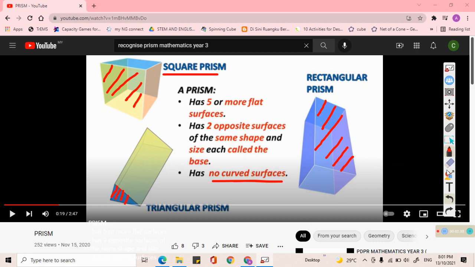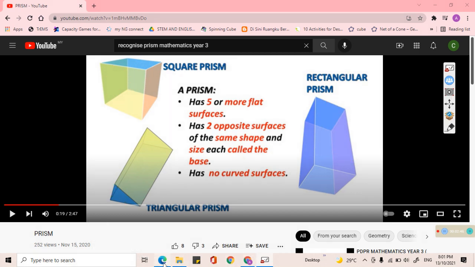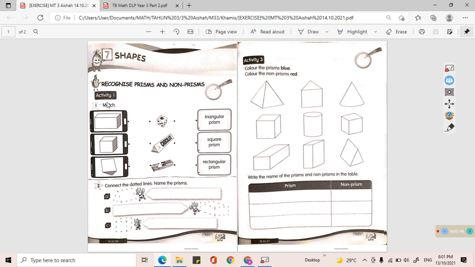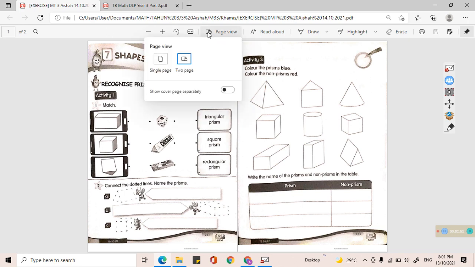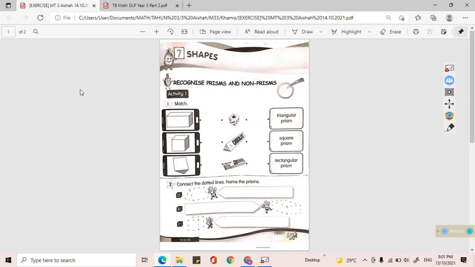So let us go back to the exercise. Okay, which is this one, page 129. Alright. On page 129, activity 1, it's about matching. Okay, if you see, these are the examples of prism. You have to match this prism with these examples of objects in daily life and its name. Okay, I will give you an example of this one.